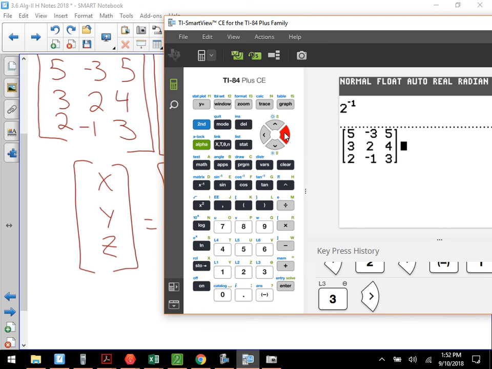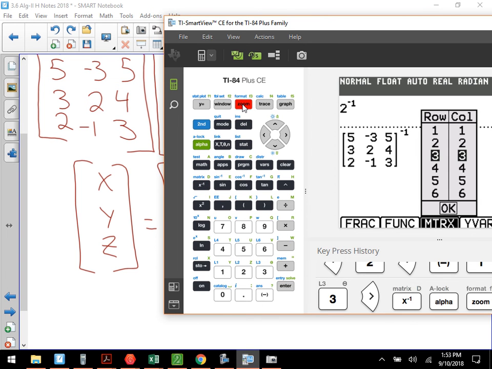Now, like I was saying earlier, we're undoing this multiplying. To undo it, you use the inverse operation. The inverse operation is the -1 power, because the inverse of 2 is 1/2. So I get the inverse, and then I have to multiply it by what's called my solutions column matrix. So I have to create another matrix. 3 rows, 1 column. Alpha, zoom. Three rows, 1 column.